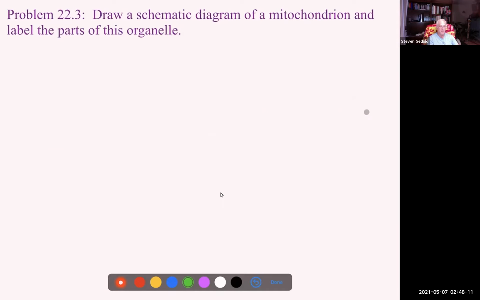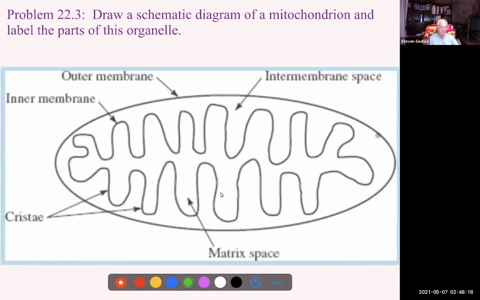Draw a diagram of a mitochondria and label the parts of the organelle. Okay, I'm not a good drawer, so let the computer draw it for me. I could have drawn that. This is a mitochondria. This is the matrix space. This is between the membranes. This is where there's increased surface area due to all these folds, so the reactions can occur on multiple surfaces.